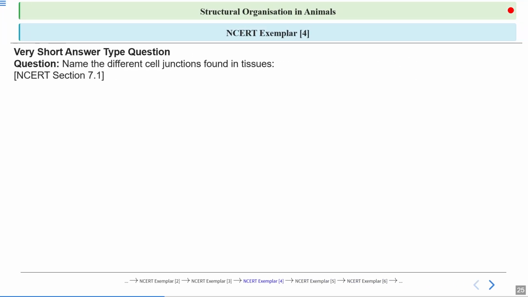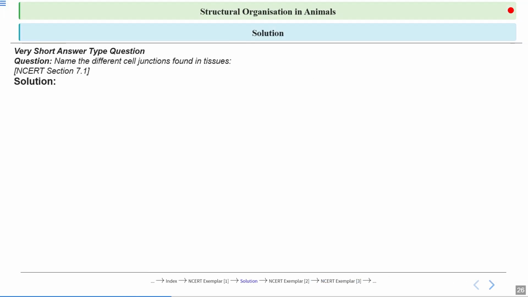Name the different cell junctions found in the tissue. This question is coming from the NCERT section 7.1. Cell junctions? Let us see the answer.